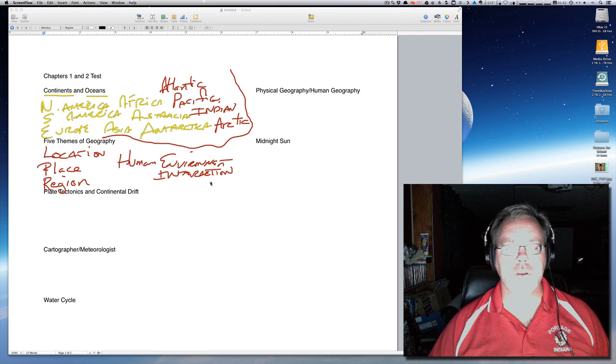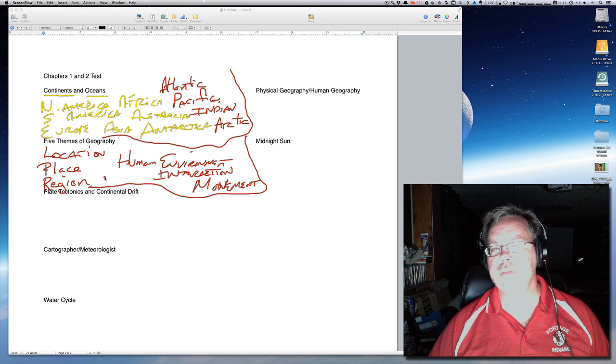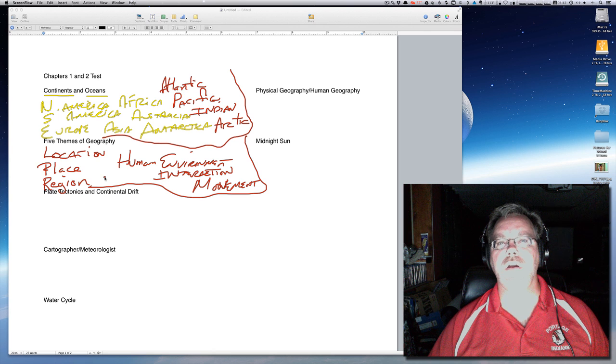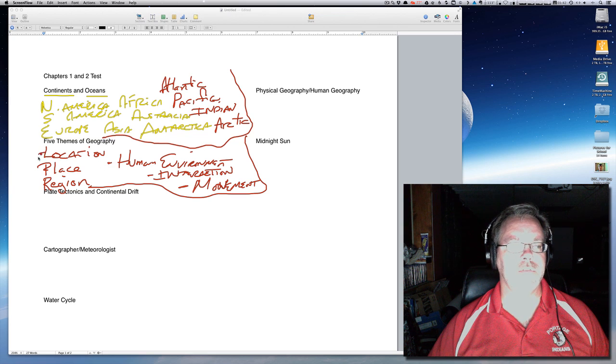And our last one is movement, which may be the easiest one to think about. Sorry about that. And movement is how people and things move around the earth. By cars, by walking, by riding bicycles, by taking a train. We transport things in semis and on airplanes, boats. All of those things are the theme of movement. Okay, so those are the 5 themes.